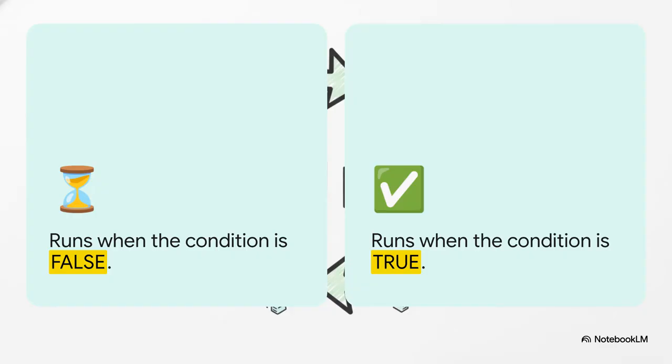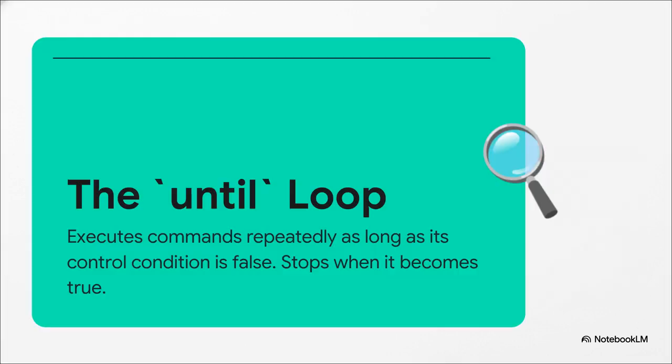So what's the big secret here? Honestly, there isn't one. The until loop is literally the opposite of a while loop. You see, a while loop keeps running as long as its condition is true. The until loop runs as long as its condition is false. It's built to keep going until something finally becomes true, which, as you'll see, is perfect for all sorts of waiting scenarios.